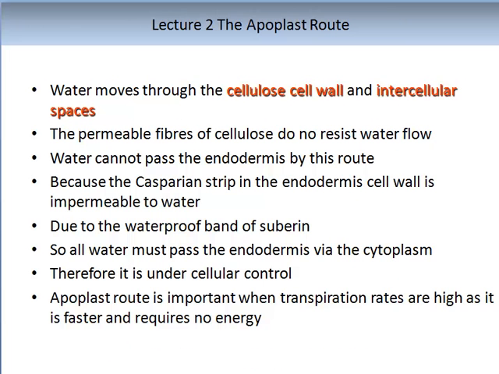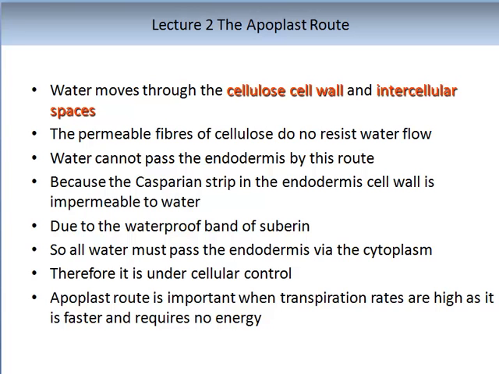Some details that are worth noting about the apoplast route when water moves through this route. Water can move through the cellulose cell wall and the intercellular spaces. The permeable fibres of cellulose do not resist the water flow. Water cannot pass the endodermis by this route, as the Casparian strip in the endodermal cell wall is impermeable to water. Impermeable means that water cannot travel through it.